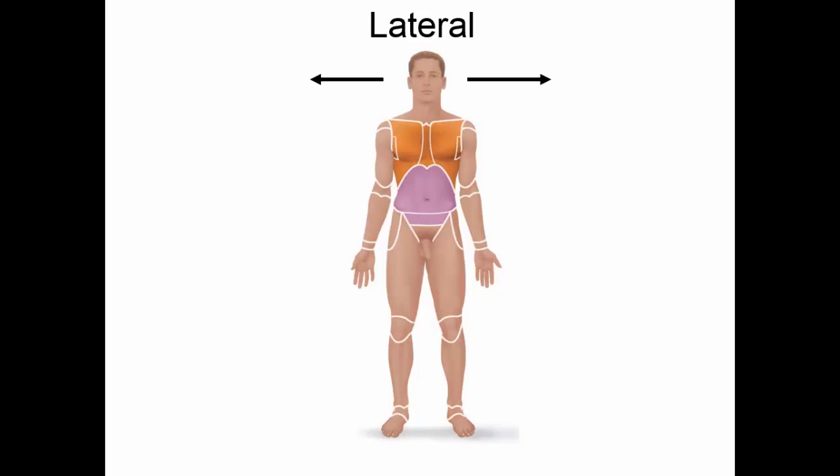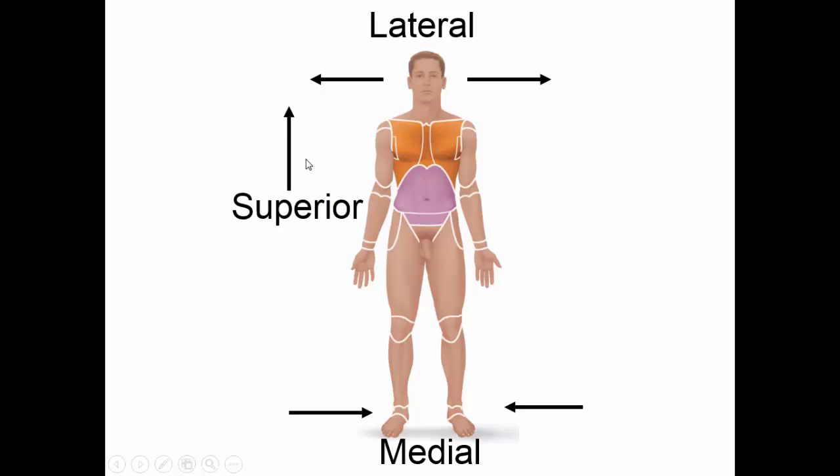So as we look here, we have lateral, meaning to the side. So if the liver is right in here, this could be the lateral surface of the liver. Medial would mean toward the midline, so the part of the liver that's in here would be the medial surface of the liver. Superior means above, and inferior means below. The thoracic cavity is superior to the abdominal cavity.